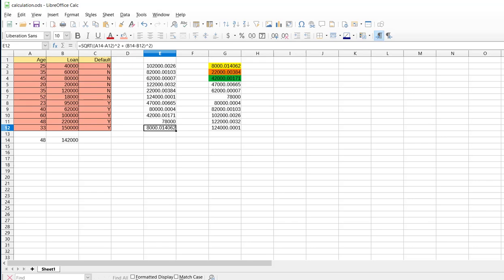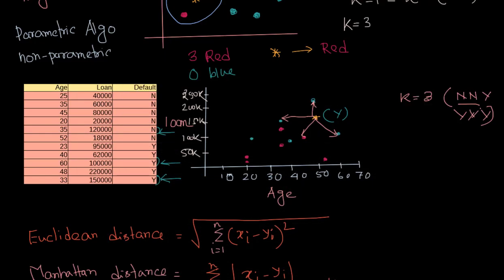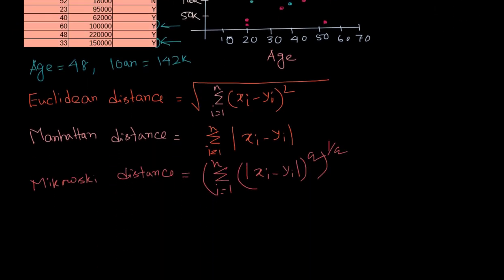this loan amount and this age, that means 48 and 142k, that means of age 48 and loan amount 142k. So there is high chance that he is going to default. Okay, so this is how the crude way of k nearest algorithm or KNN works.